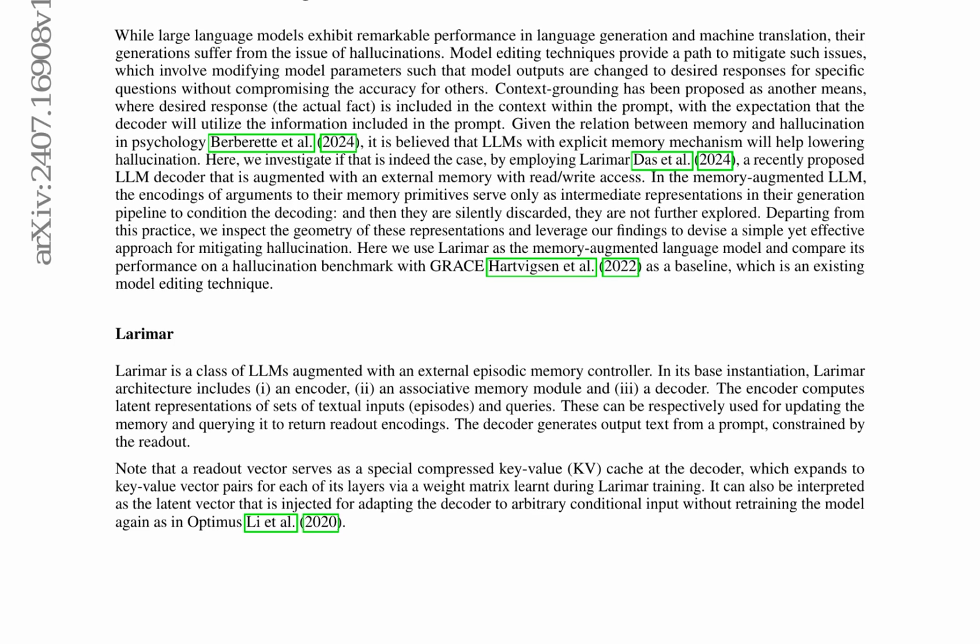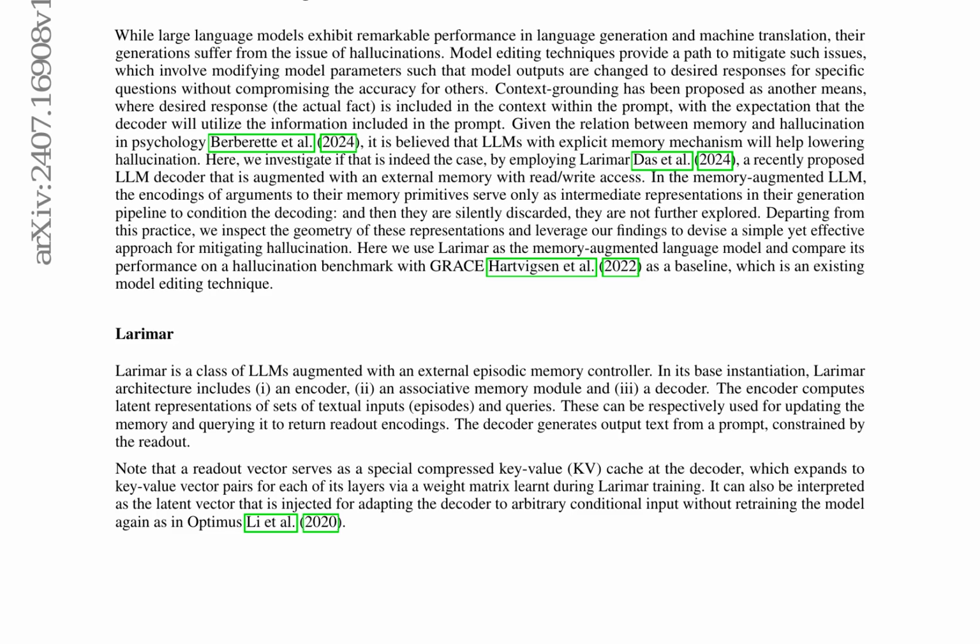The readout vector serves as a special compressed key-value cache at the decoder, expanding to key-value vector pairs for each layer via a weight matrix learned during Larimar training. This vector can be interpreted as the latent vector injected for adapting the decoder to arbitrary conditional input without retraining the model. By leveraging the geometry of the readout representations, the authors devise a simple yet effective approach for mitigating hallucination, outperforming the state-of-the-art GRACE method on the task of generating Wikipedia-like biography entries in terms of generation quality and runtime complexity.